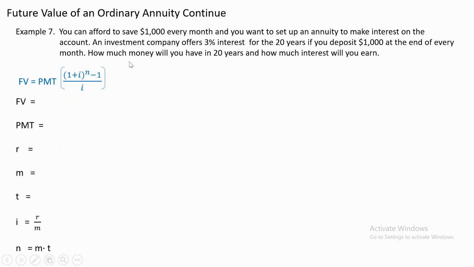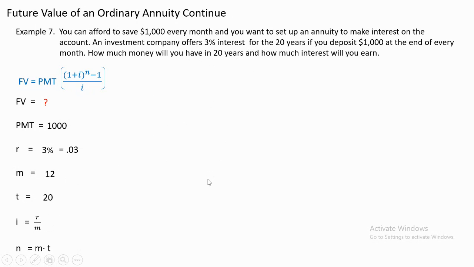How much money will you have in 20 years? That means we're looking for the future value. So that's what we're looking for. Then the 1,000 is your payments. Your interest rate is 3%, which will be 0.03. The M is how many times it's compounded. It's compounded every month, so the M is equal to 12. The time will be 20.